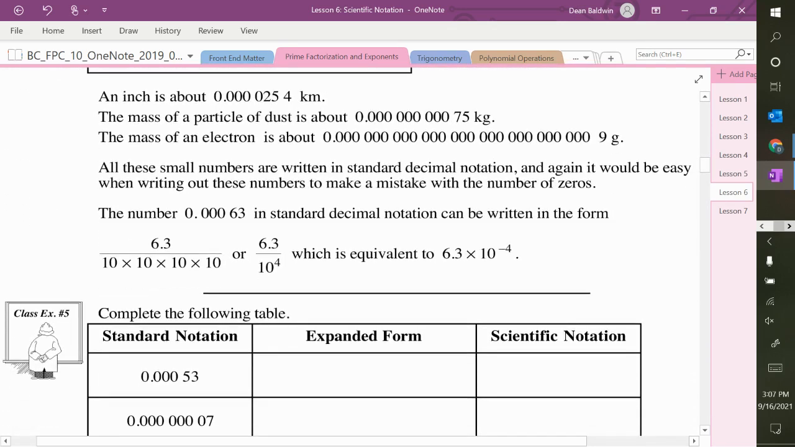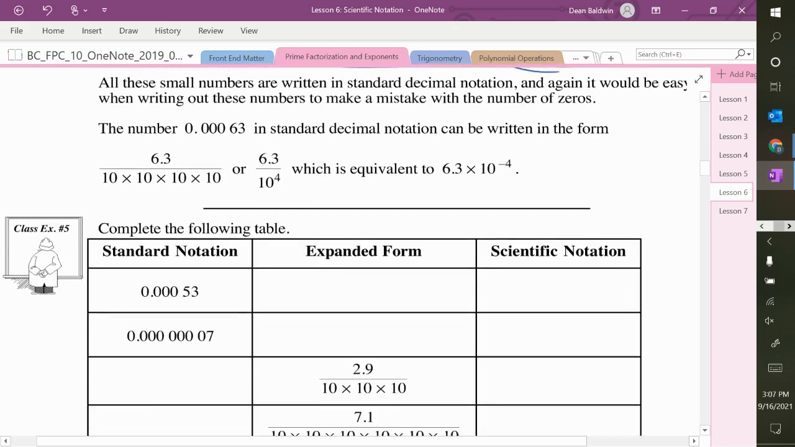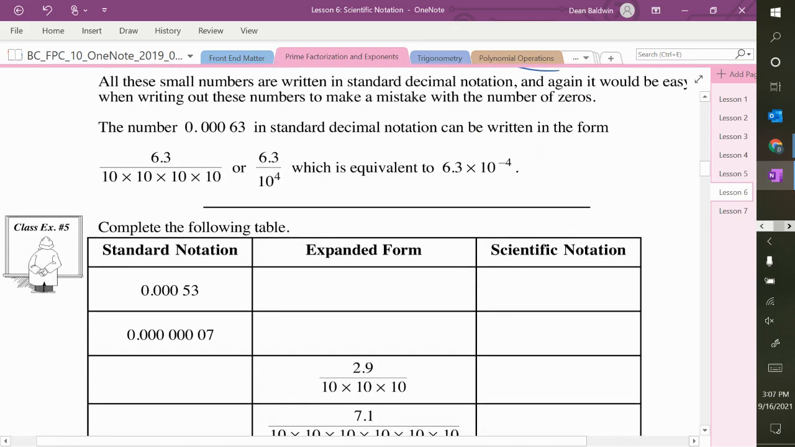Now, what if you have a really small number? For example, this is the mass of an electron. 0.00000, I don't know, a lot of zeros. Okay? Nobody wants to write that out. So if you're going to write that in scientific notation, we take the last number and we have to count how many spaces we move the decimal to get there, which is a lot. We're going to do smaller ones. We're going to do these ones, okay?